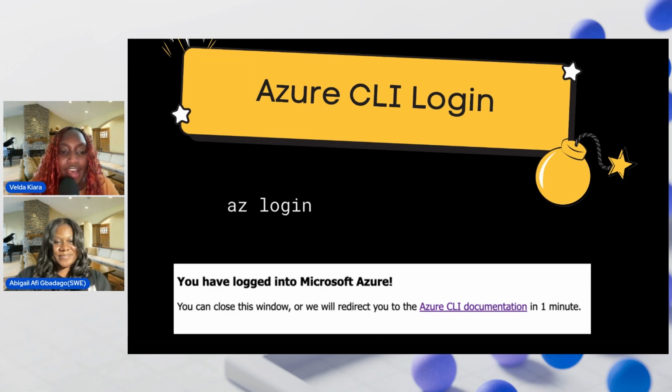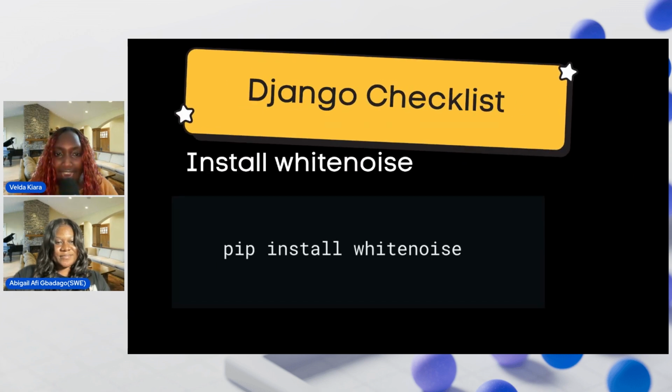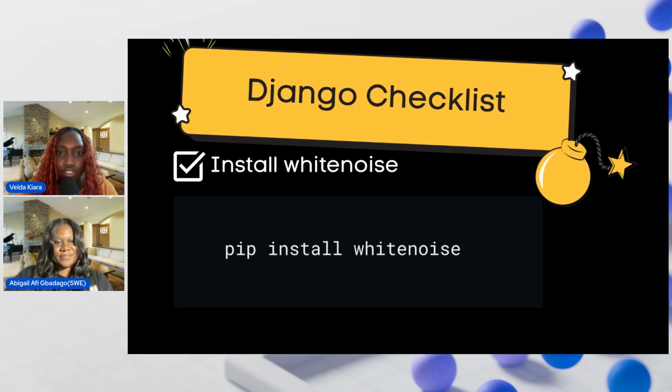So now that we have Azure CLI already set up, we want to ensure that our Django applications are up and running. And that's why we have the Django checklist. I used WhiteNoise because it allows you to serve static files directly from your Django app in a production environment. So it's a Python library that is very common and that is also used to serve this particular purpose. And I use pip install whitenoise.